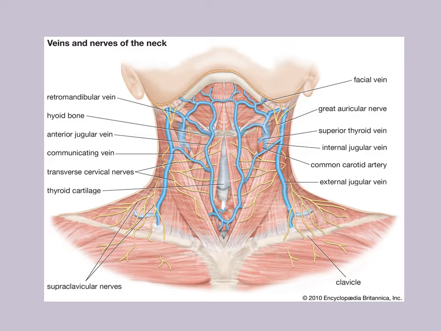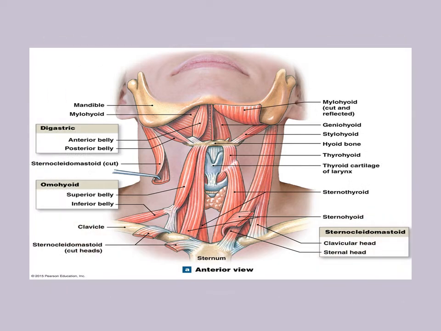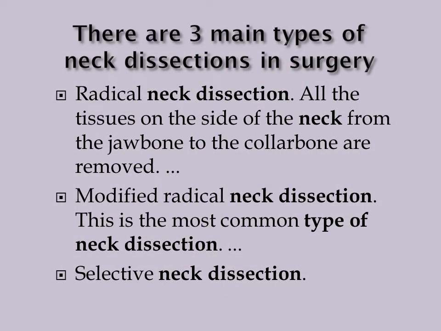This is the anatomy of the neck. Another slide showing the anatomy of the neck. There are three main types of neck dissection in surgery. Radical neck dissection: all the tissues on the side of the neck from the jawbone to the collarbone are removed. Modified radical neck dissection: this is the most common type of neck dissection. And number 3, selective neck dissection.